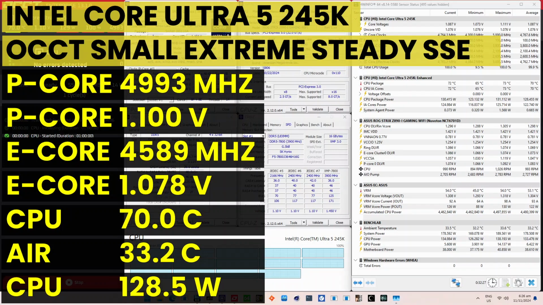When running the OCCT CPU SSE stability test, the average CPU P-core effective clock is 4993 MHz with 1.100 volts, and the average CPU E-core effective clock is 4589 MHz with 1.078 volts. The average CPU temperature is 70 degrees Celsius. The average CPU package power is 128.5 watts.